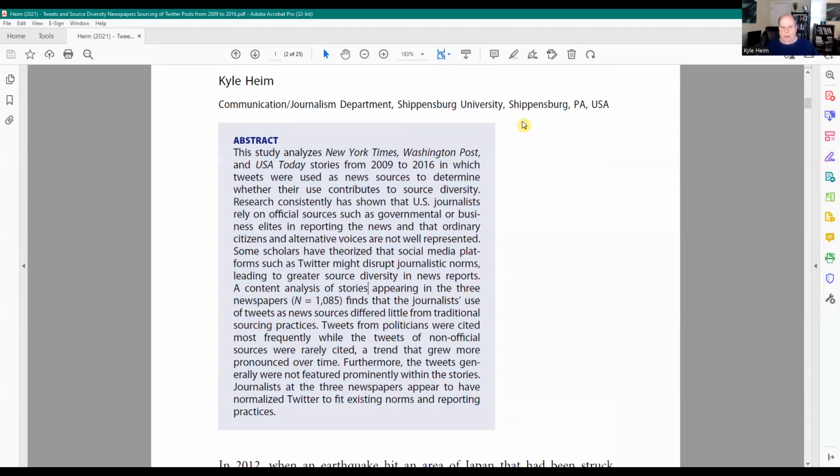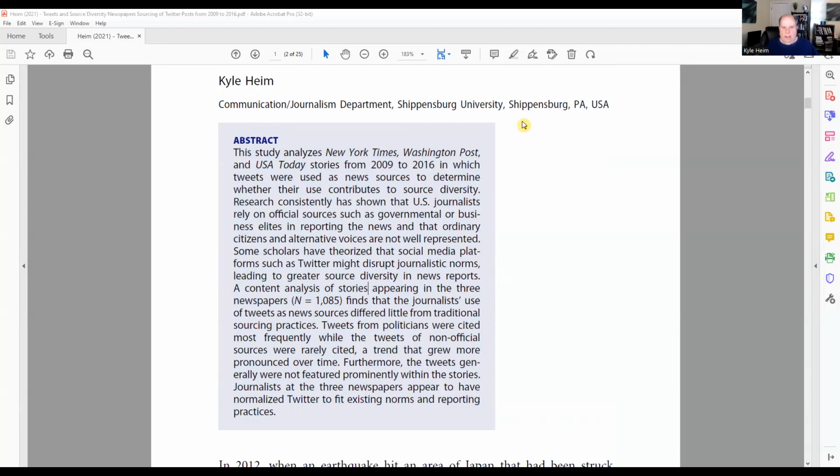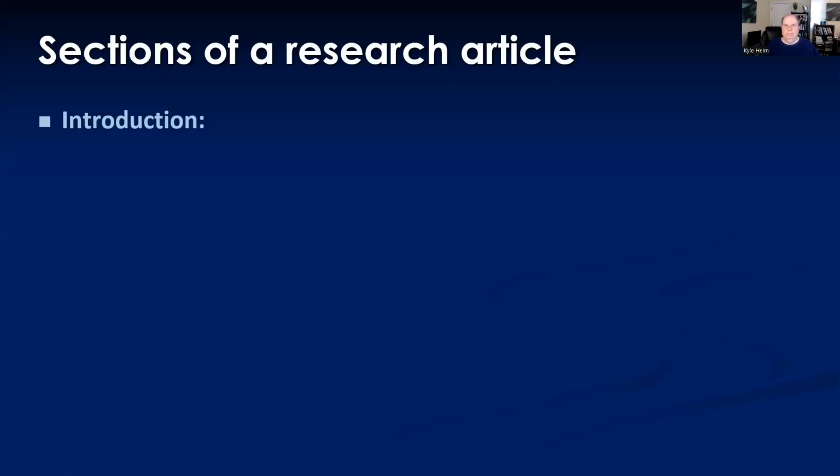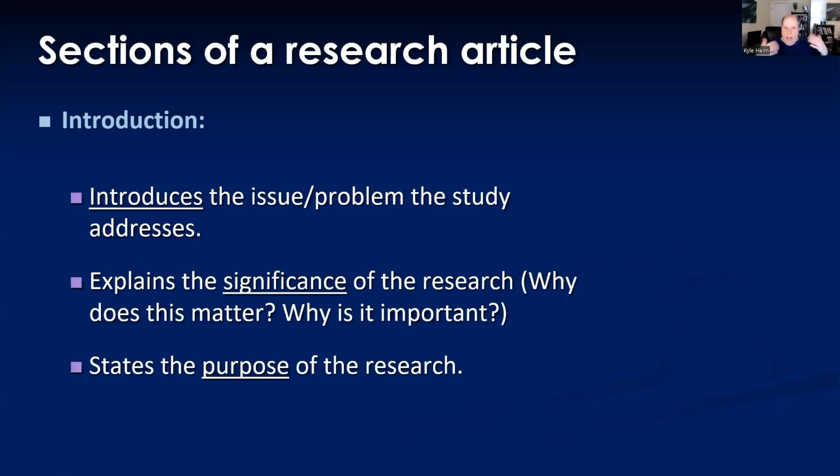Okay, let's go back here and talk about what comes after the abstract. So the next thing will be the introduction. And the introduction section may not be labeled. It may not actually say introduction, but you know that the introduction is the first section of the article itself. So obviously, it's the introduction. It is going to introduce the issue or the problem that the study looks to address. But it's also going to tell you why we should care. So the introduction has to kind of give you the answer to the so what question. Why does this matter?